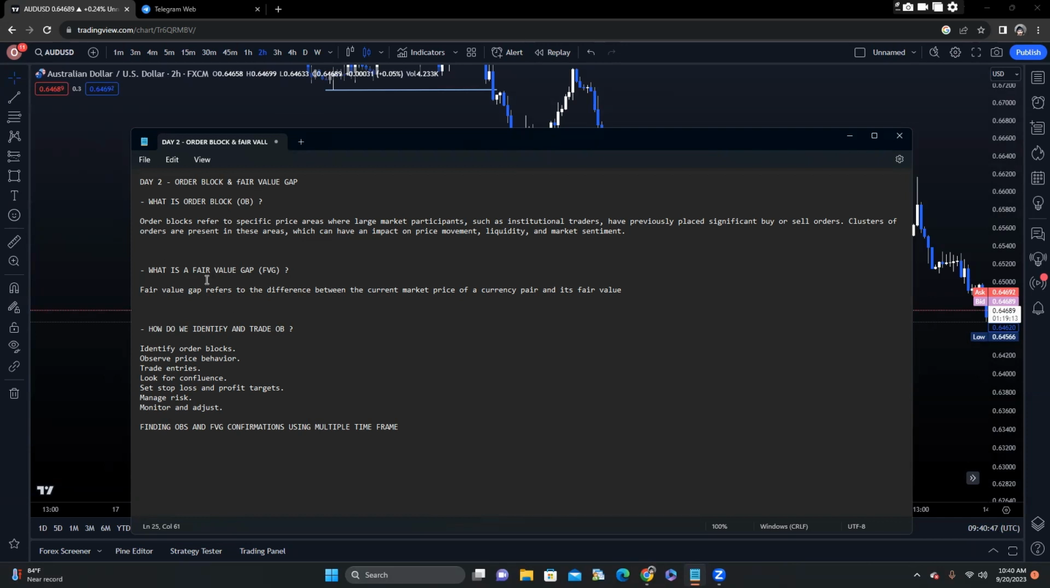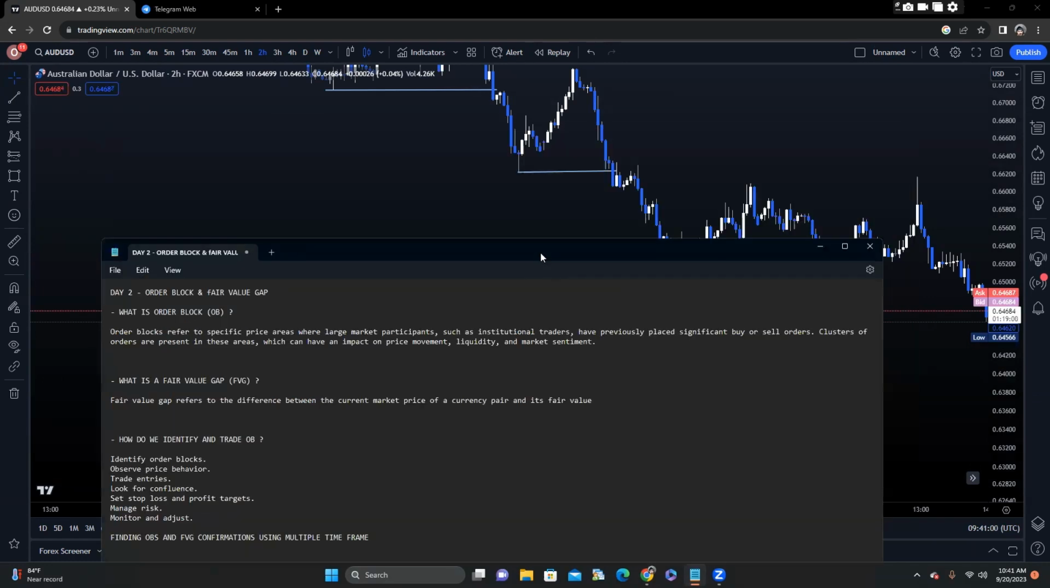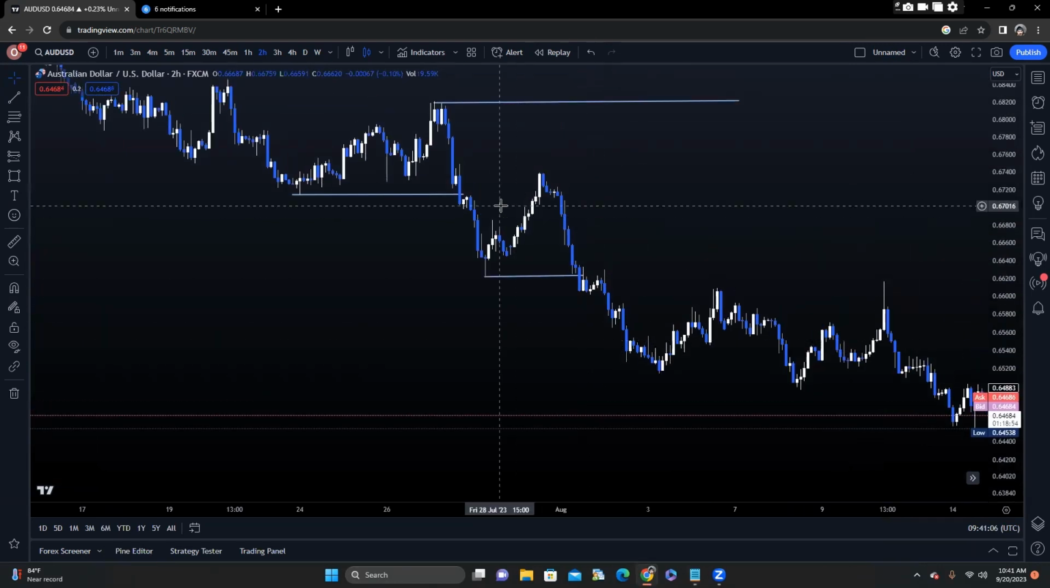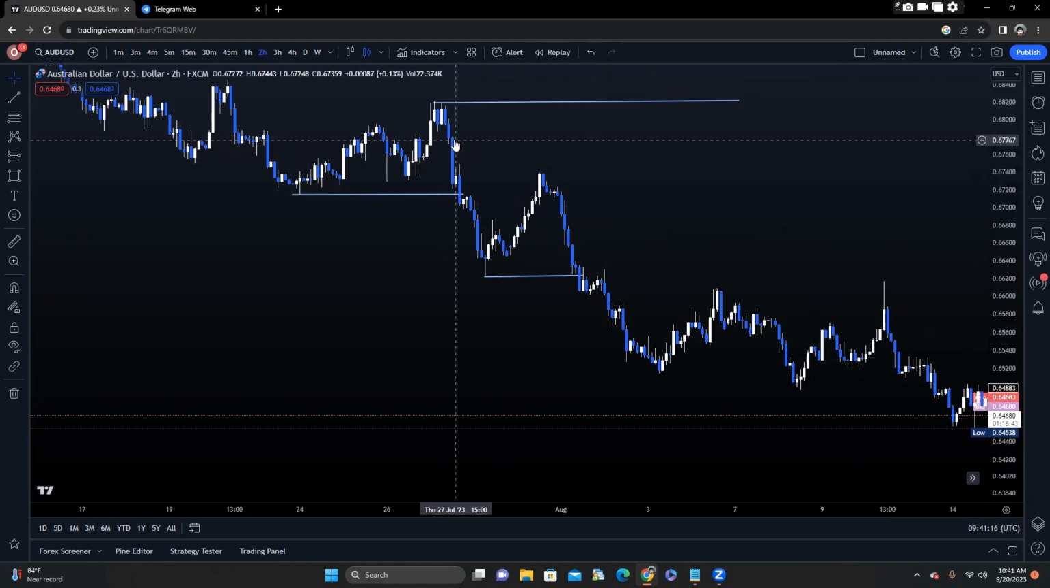So now, what are fair value gaps? I'm sure you must have heard this saying, or FVG. Fair value gaps refers to the difference between the current market price of a currency pair and its fair value. So the fair value gaps are basically caused by market sentiment. Most times it is institutional, like it can be from fundamentals, especially. You see this move here, this heavy candle move here. It's an institutional move. It's like institutional order flow, right?